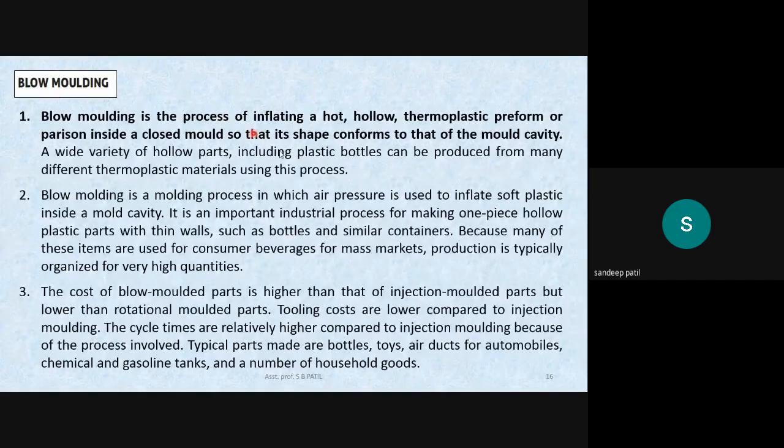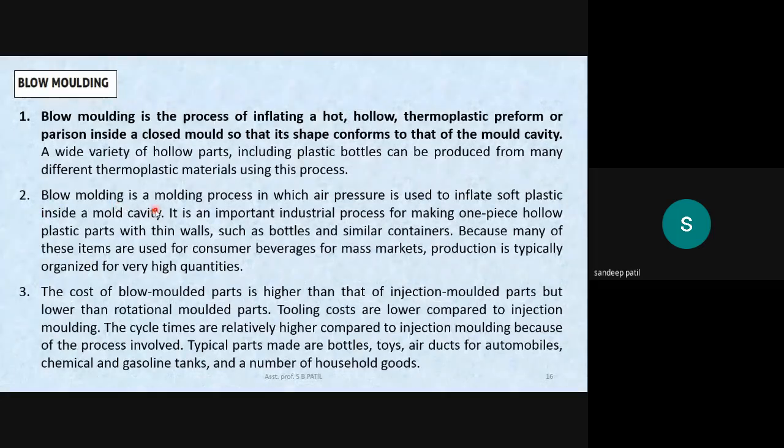Here in blow molding, it is a process of inflating, which means there is a parameter, the air pressure, along with heat, that is, temperature. So air pressure plus temperature is used on the hollow thermoplastic preform so that it conforms to the shape of the mold cavity. A wide variety of hollow parts, including plastic bottles, can be produced from many different thermoplastic materials using this process. Generally, blow molding is used for manufacturing plastic bottles.